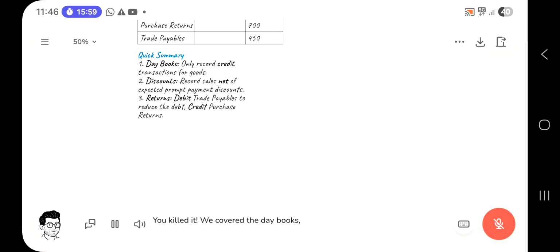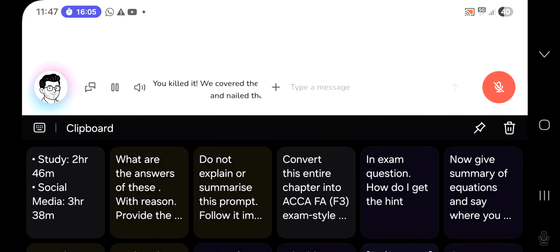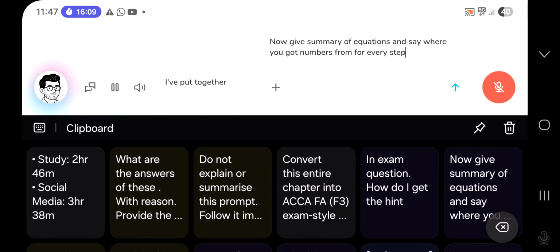We covered the day books, handled those tricky discounts, and nailed the ledger entries for returns. I've put together some flashcards for you to review later. Is there anything else from this homework or these concepts?